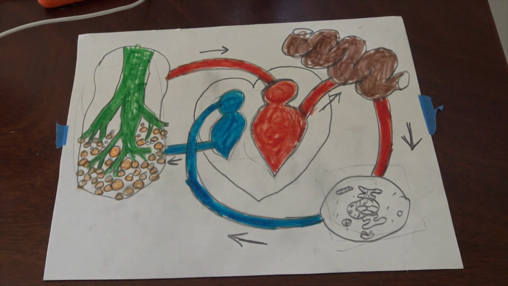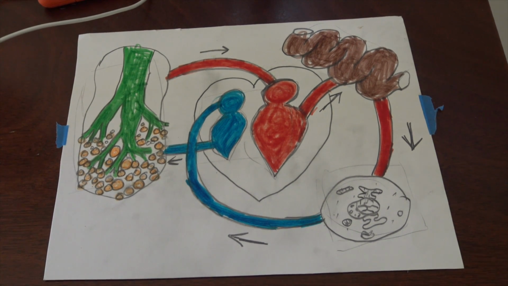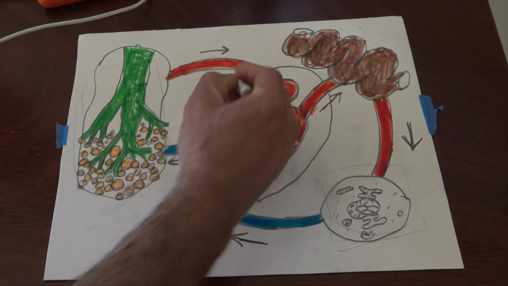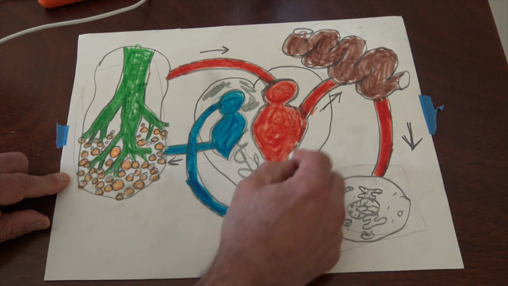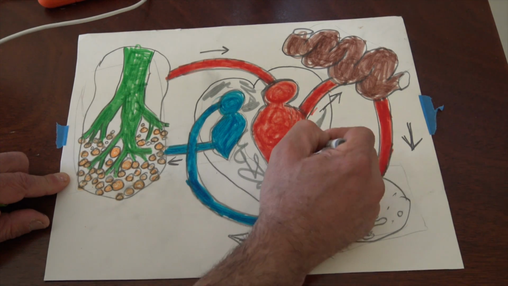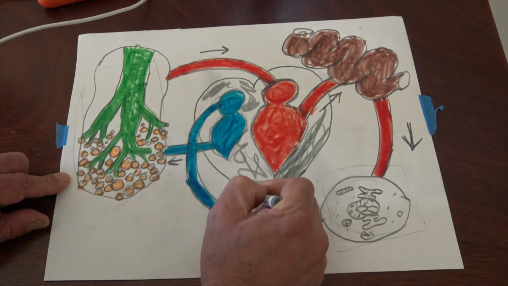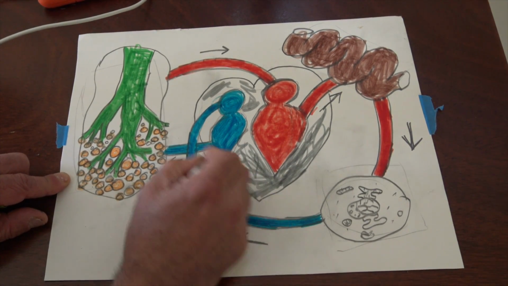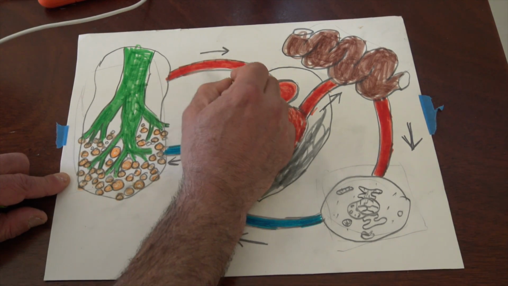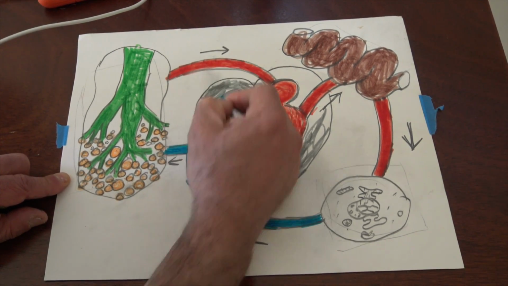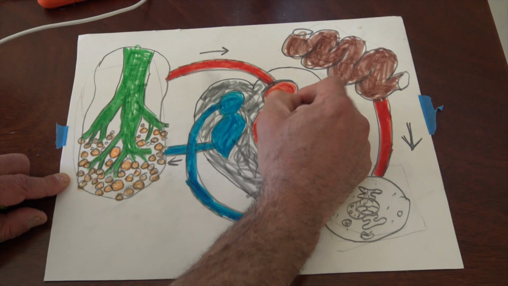Okay, it's cool. Now let's go ahead and color the muscle of the heart a little bit gray. This is around the valves and the chambers of the heart, the muscle of the heart.